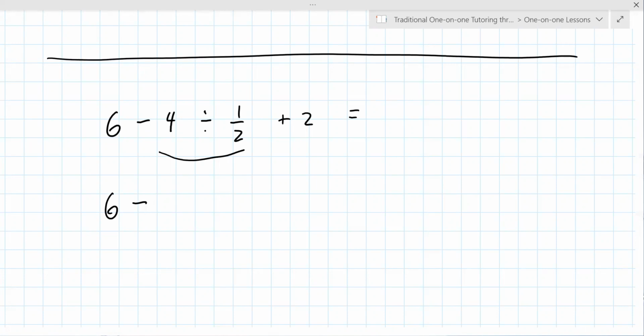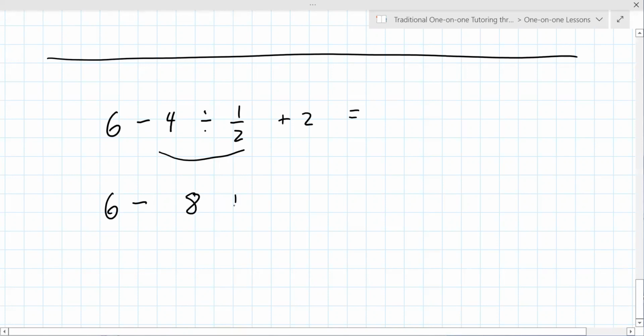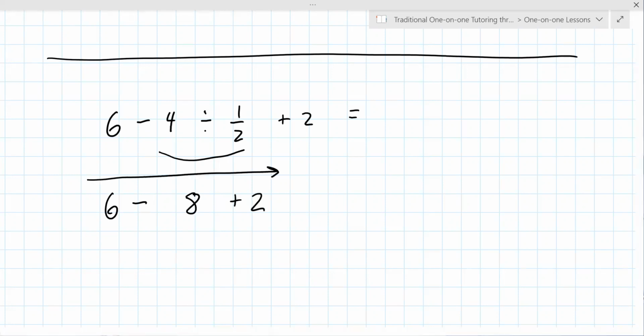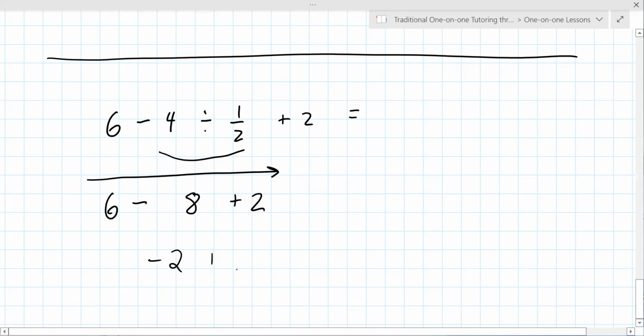6 minus 8 plus 2. First of all, you have to add 8 plus 2. You work left to right. Okay, 6 minus 8, and that's -2. Okay, so keep going. -2 plus 2. That is 4, -4.